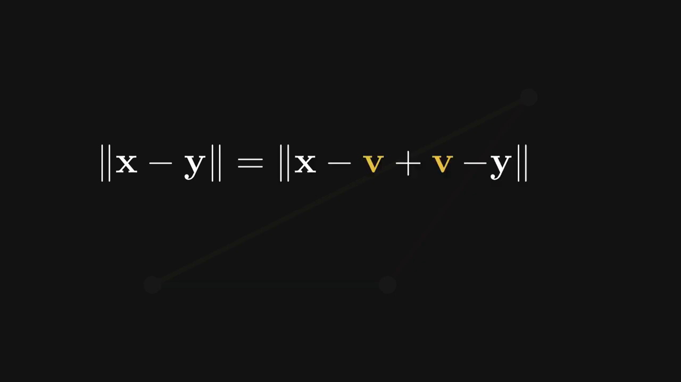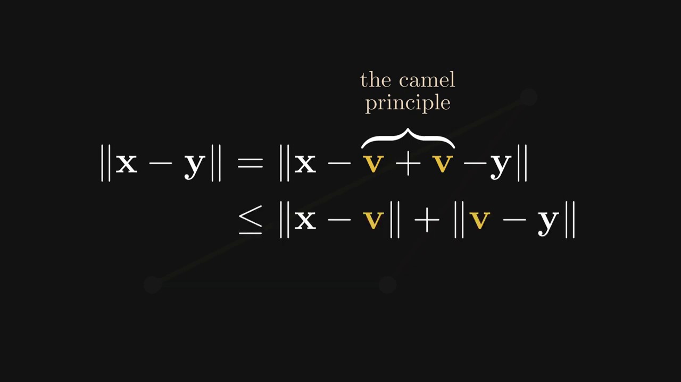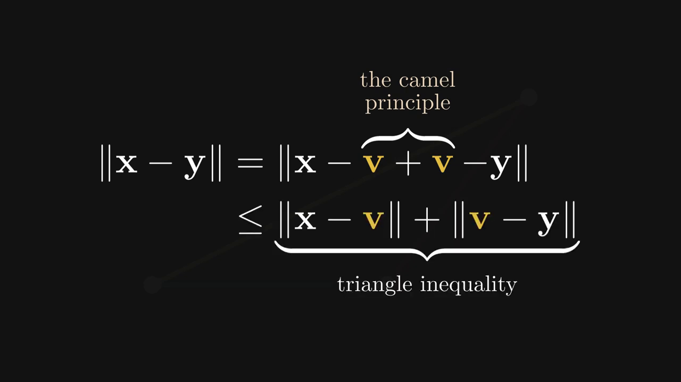Here's the trick that I've seen and used countless times. If you need to estimate the norm of x minus y, that is, the distance between x and y, you can sneak in an arbitrary vector v via the Camel principle and estimate the distances from this v via the triangle inequality. If your choice of v is appropriate, the norm of x minus v and the norm of v minus y can be easier to manage.